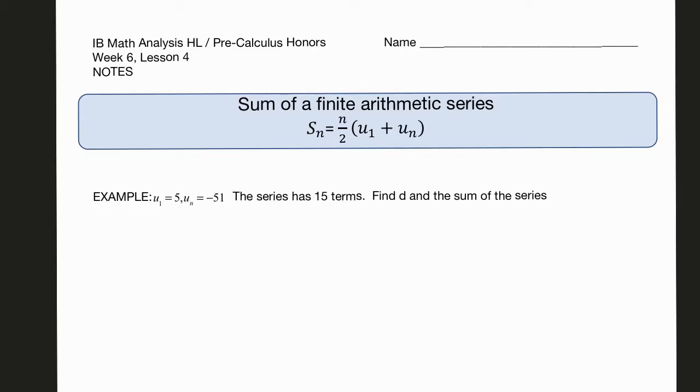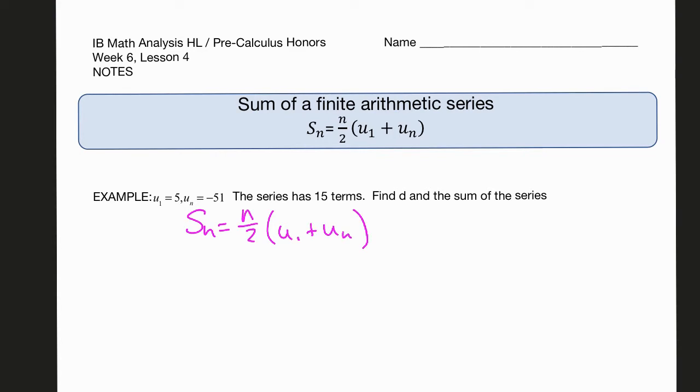Week 6, Lesson 4. Okay, so this formula that you're looking at is to find the sum of an arithmetic series, right? So you may have a list of numbers, but this is going to help you to find what they all add up to. I tend to start almost every single problem by writing out the formula so that I know where to plug stuff in.